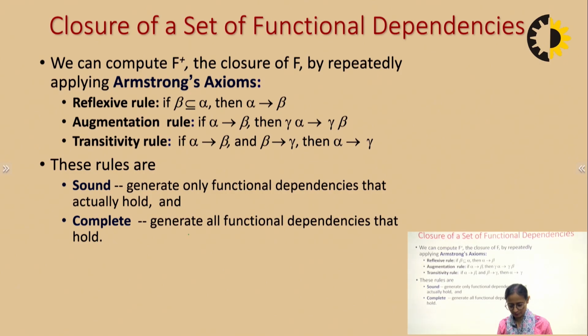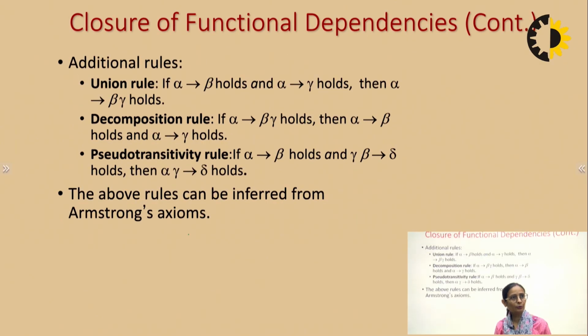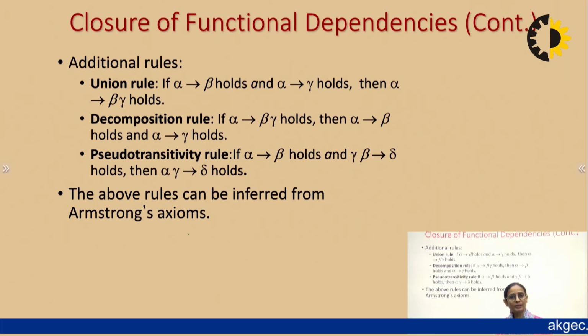Now, closure of functional dependencies. In this case, we have already seen the reflexive, augmentation and transitivity rules. In addition to these three rules, we are having three more rules: the union rule, the decomposition rule and the pseudo transitivity rule. These rules are also very important, because when we go to find the canonical cover, then these three, in addition to the previous ones, that is the Armstrong axioms, become very important.